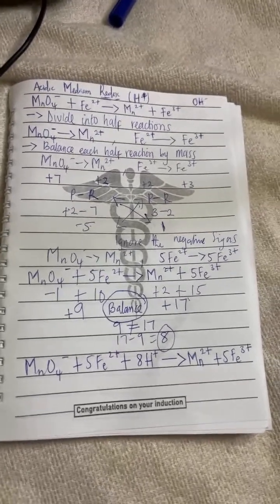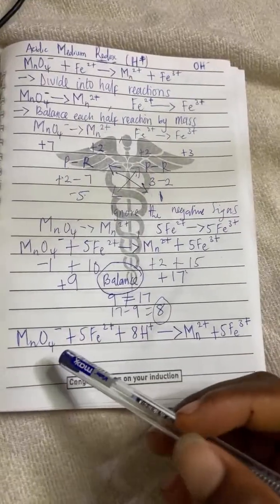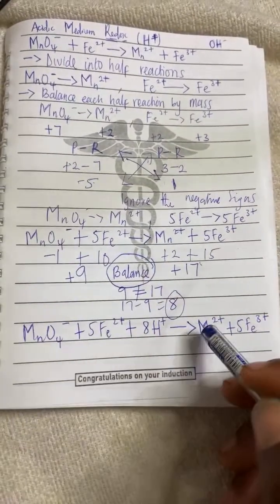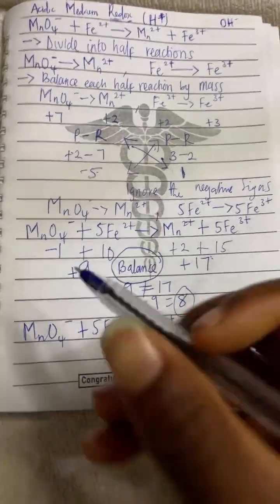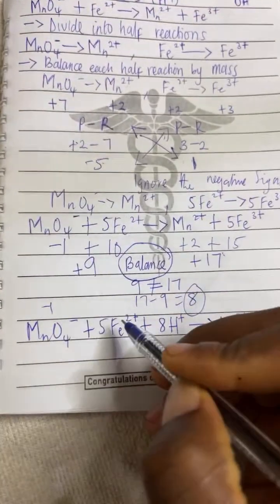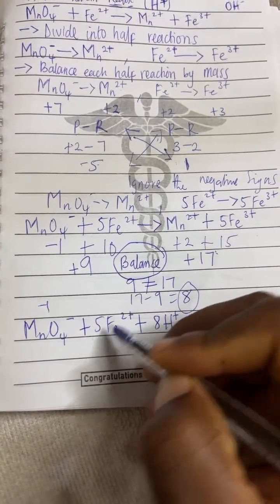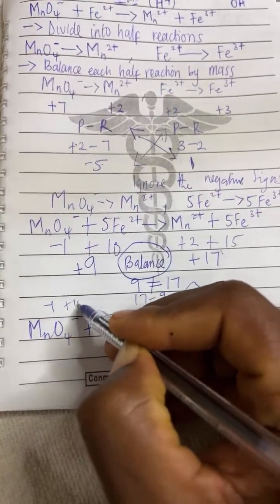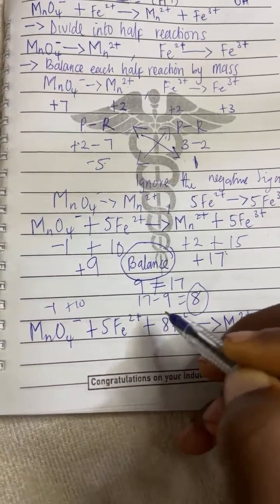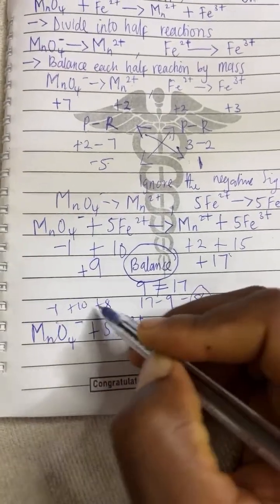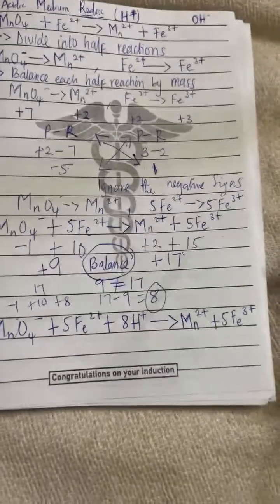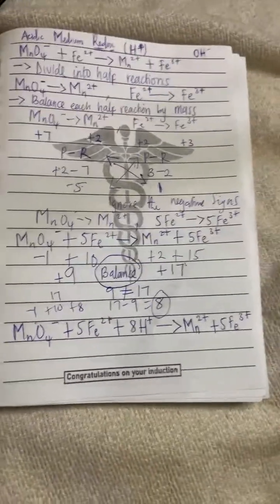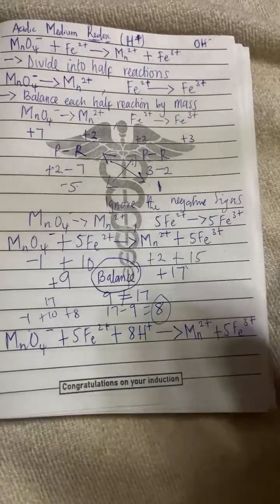So now, you can see, if you check the overall charge at the product side and the reactant side, they are equal. Because MnO4 minus is -1, plus 5 times 2 is 10, plus 10. Then 8 times 1 is 8, plus 8. Everything here, if you add it together, you get 17. Everything here also gives 2 plus 15, 17, right? So the overall charge is already balanced. But there's still something we need to balance.